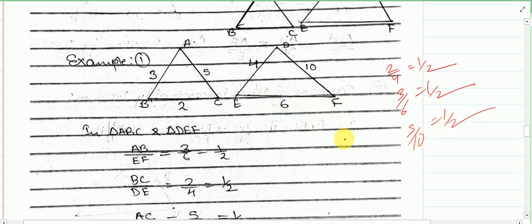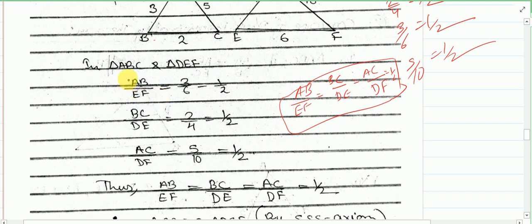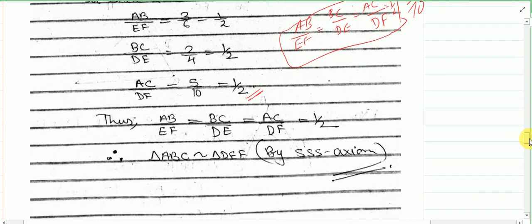So here we observe that AB upon EF is equal to BC upon DE is equal to AC upon DF is equal to half. Yes. So therefore these two triangles are similar. Why? Because of side side side axiom, okay. So here in triangles, triangle ABC and DEF, we have observed this. Clear? And therefore triangles are similar, okay.